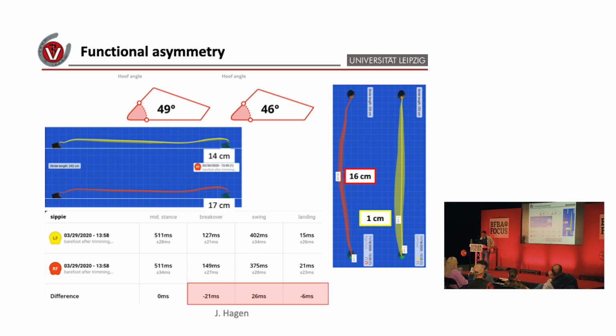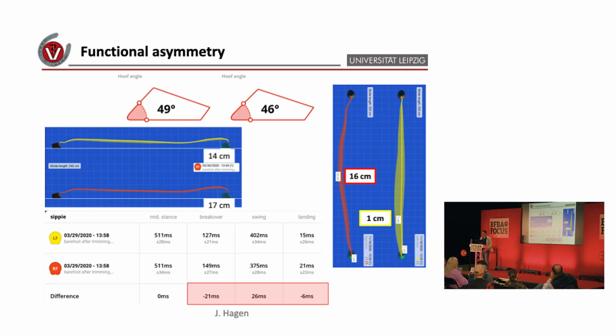And the same is valid for the timings. So we always have yellow left, red right foot. This time the front feet. We also can measure, of course, the hind feet. And we have the timing for mid-stance, breakover, swing phase, and landing, and the difference between the left and right foot. This is how we read the next slides.